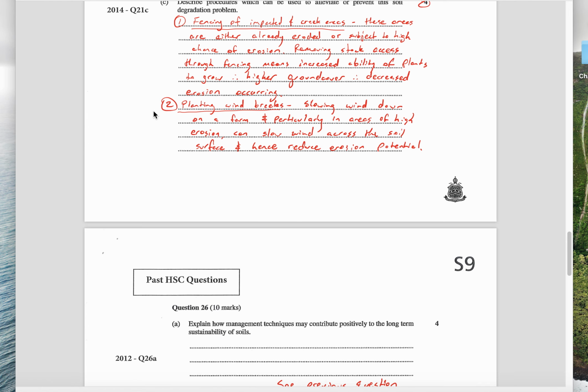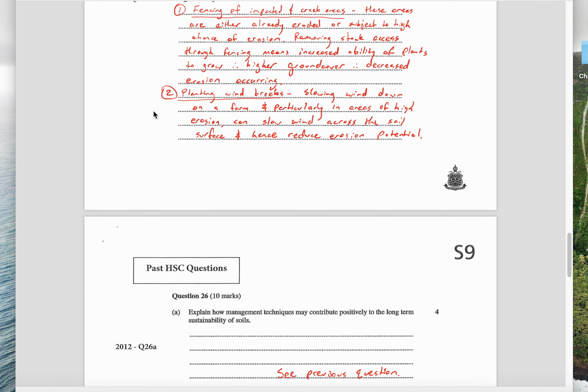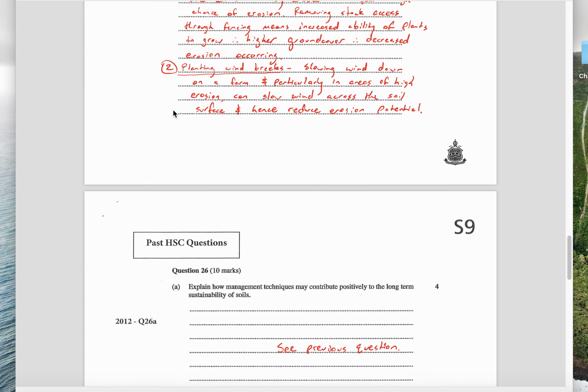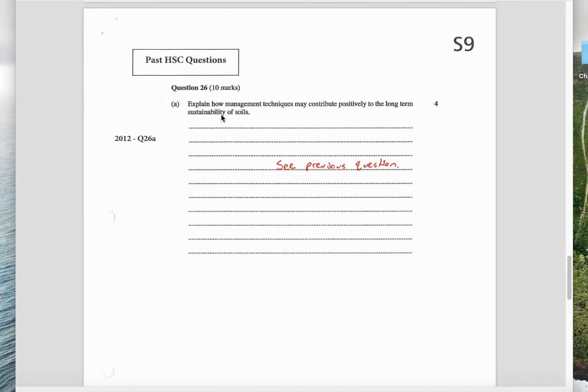And number 2, planting windbreaks. Slowing wind down on a farm, and particularly in areas of high erosion, can slow wind across the soil surface and hence reduce erosion potential. This question here is really basically the same as the previous question, so you should see the answer for that.